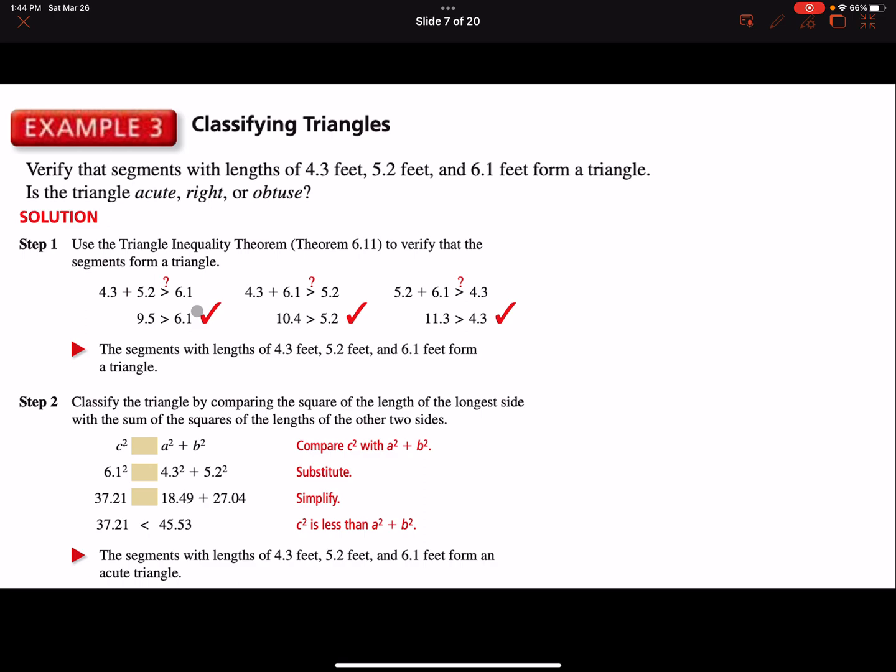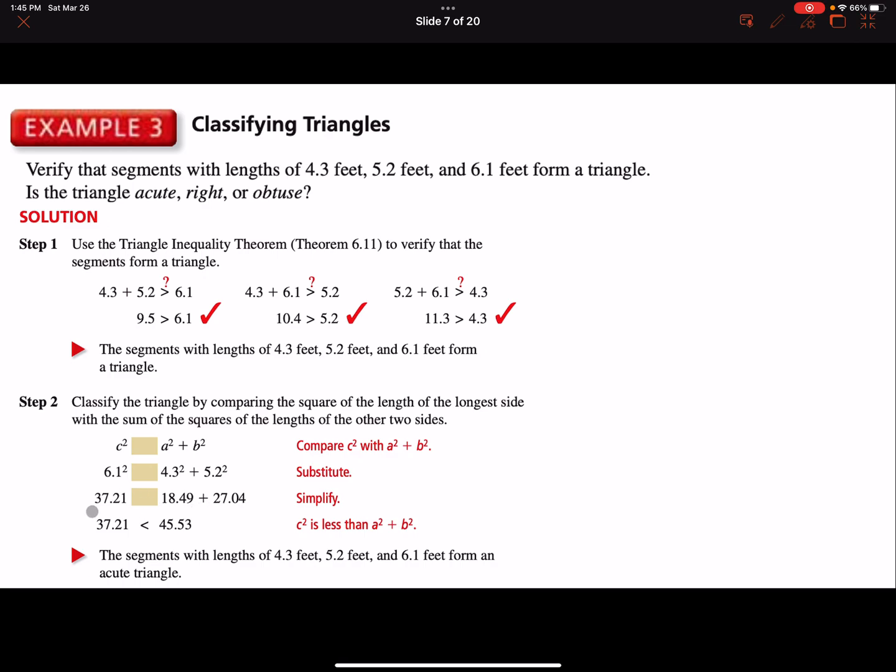And since these sides do make a triangle, now I have to check, is the triangle acute, right, or obtuse? So I'm going to take the two smaller sides of 4.3 and 5.2, square each one, add them together, and see if that's equal to, greater than, or less than 6.1 squared. So here I've got 6.1 squared. I don't know what goes here because I don't know if it's equal, less than, or greater than 4.3 squared plus 5.2 squared. If I square these two, I get 18.49 plus 27.04.